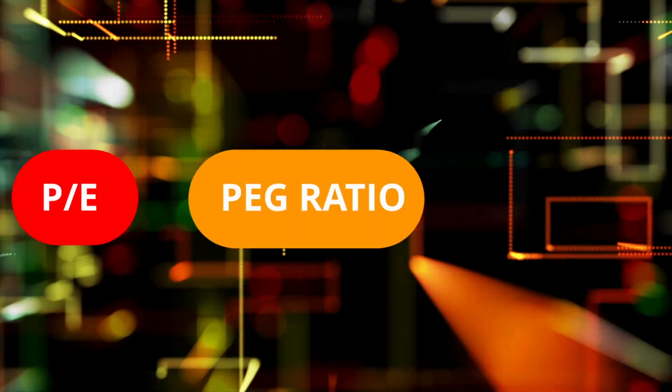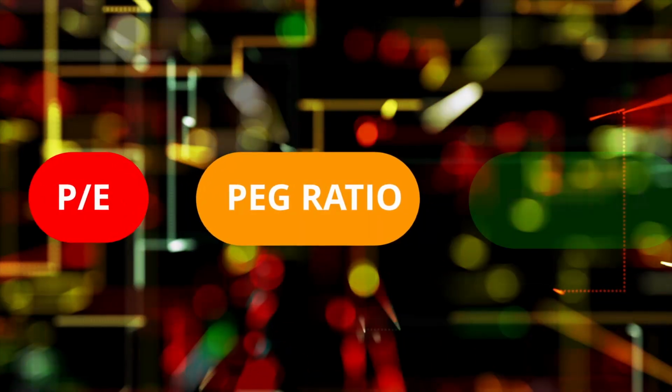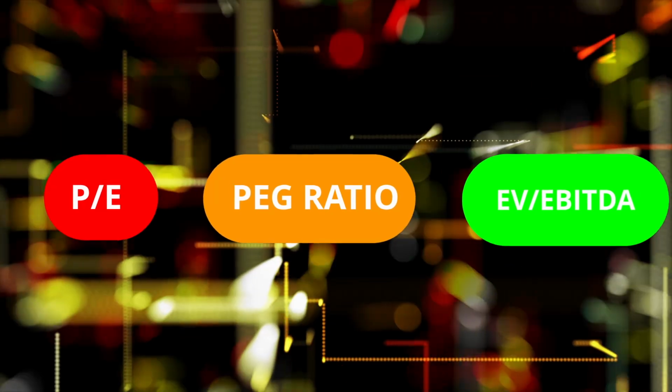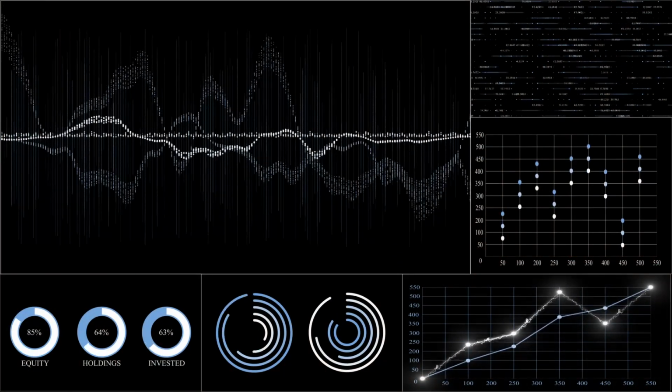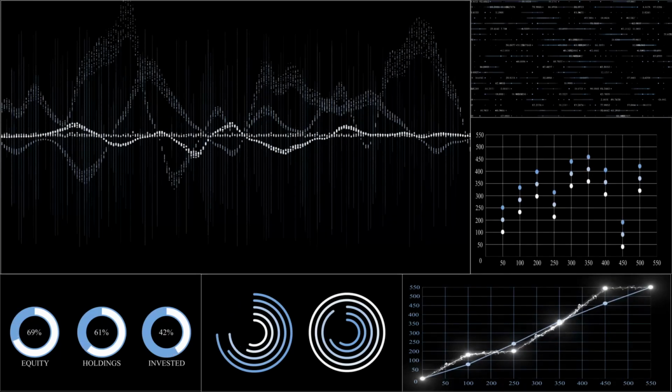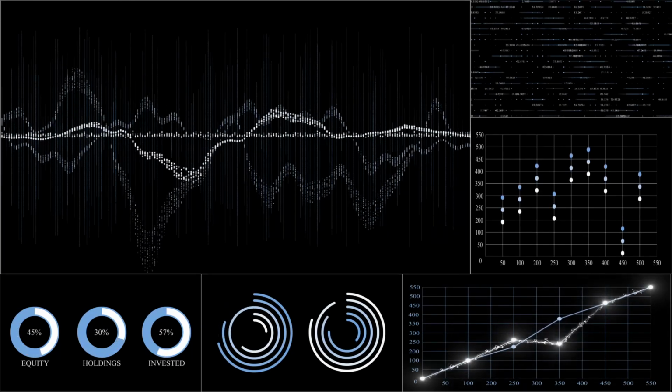Don't just be a PE investor. Use the PEG to find growth and EV/EBITDA to avoid debt-ridden traps. In my next video, I'll show you how to use these metrics to build bull, bear, and base case scenarios so you're prepared for any market condition.